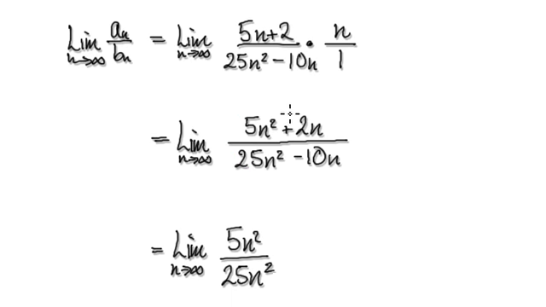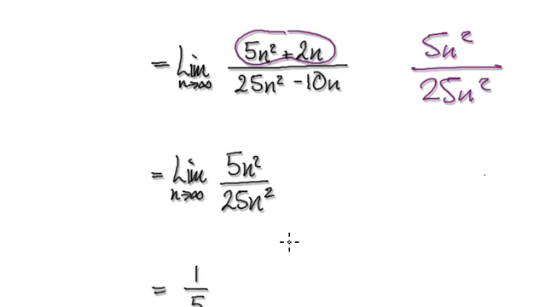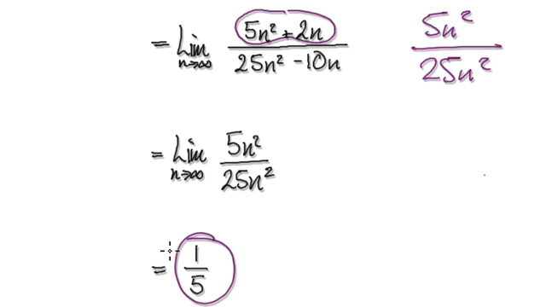So as n heads towards infinity, the numerator will act as 5n squared. The denominator will act as 25n squared. And then the limit will be 1 over 5.